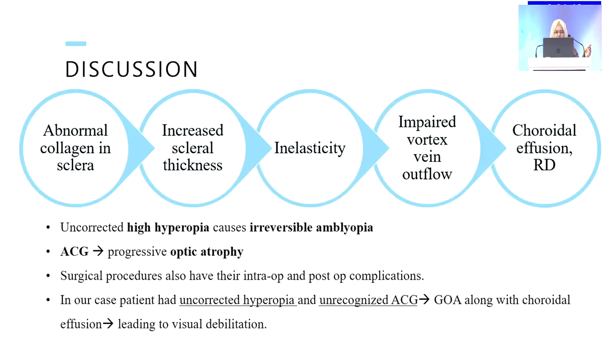So why does choroidal effusion occur? Because of abnormal collagen in the sclera, which led to increased scleral thickness, making it inelastic, impairing the vortex vein outflow, leading to choroidal effusion, and which further could lead to RD.